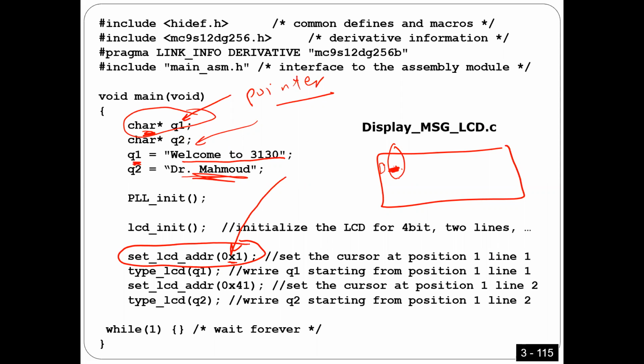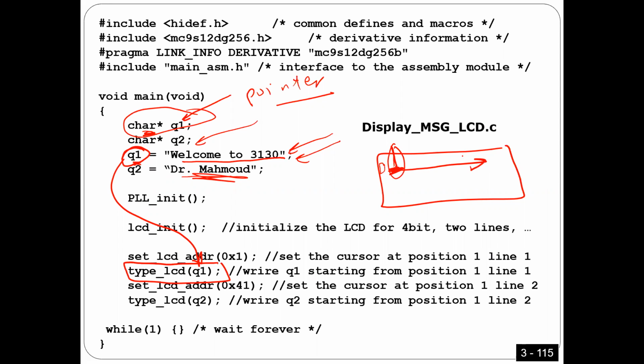So number one, guys, you have to make a message this way. You have to define a pointer, and then it's very easy. All you have to do is take this pointer and send it to the function. Which function? That's what I'm going to explain now. Very easy, right? So here we have another function. It's called type LCD. All you have to do is send it the pointer, for example Q1. I'm going to send it here. What is this function going to do? It starts from where you put the cursor, and then it writes this message here.